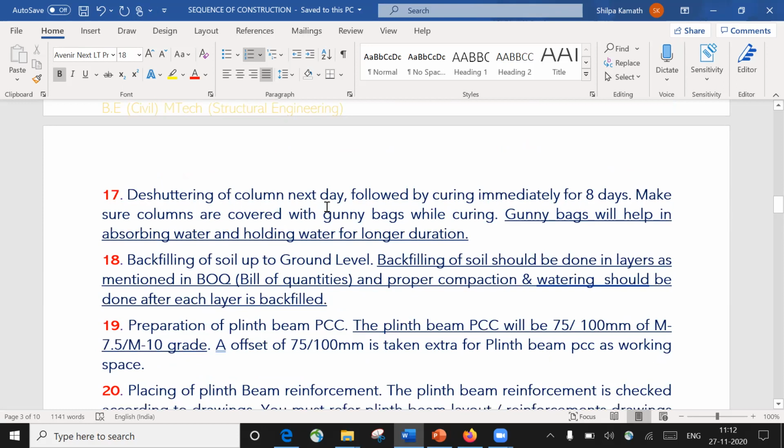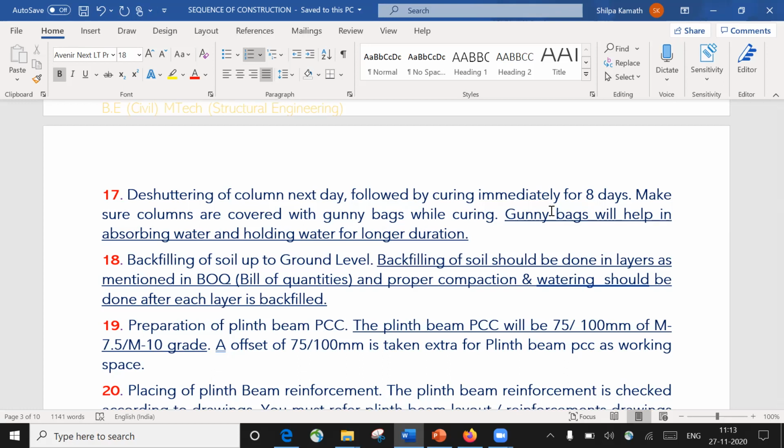deshuttering of the column is done the next day, followed by curing immediately for 8 days, right? Once you're done with the column casting, again you have to do the curing of that. Usually up to 7 or 8 days you can do the curing of a column. Make sure the columns are covered with gunny bags. Gunny bags will help in absorbing the water and holding water for a longer duration, right? We know that. I will not get into this again. Once you're done with the curing, you have to wrap the entire column with the help of a gunny bag, so that the curing happens.